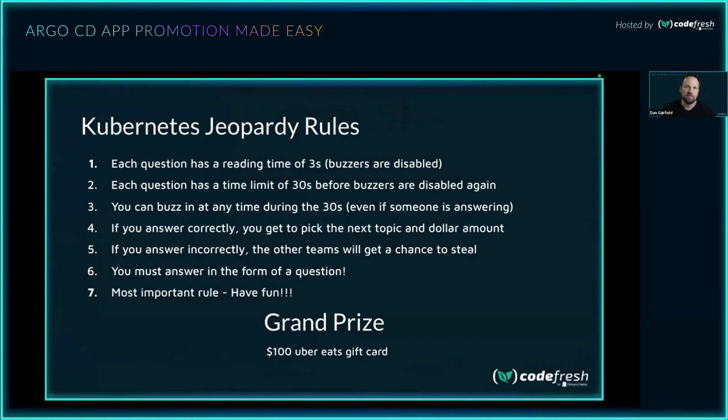Okay. So for the rules, we'll read the questions. It'll take about 3 seconds. You've got about a 30-second time limit before buzzers are disabled. You can buzz in at any time during that 30 seconds, even if someone else is answering. So if you think you have the answer, buzz in. Even if you miss it, if the other person doesn't get the answer right, it'll go to you. If you answer incorrectly, the other team will get a chance to steal. And you must answer in the form of a question. It is Jeopardy, so you have to say what is, or who is, or what was. At least try to get the question inflection on there. And of course, do have fun.